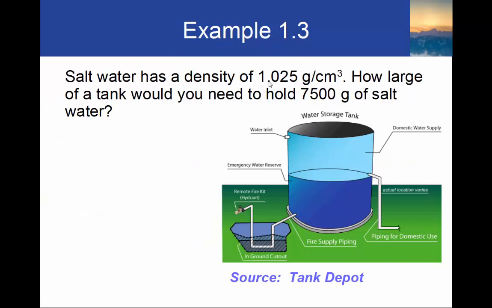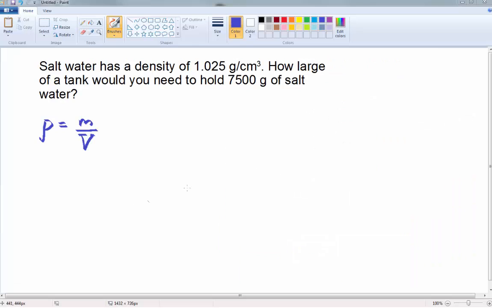Example 1.3 asks us how large of a tank we would need in order to store 7,500 grams worth of salt water. This is given that we have a density of salt water 1.025 grams per cubic centimeter. So in this case, the question we're being asked is how large is the tank going to be? That actually corresponds to the volume. We're given in this case a density, rho, and we're given a mass, m.